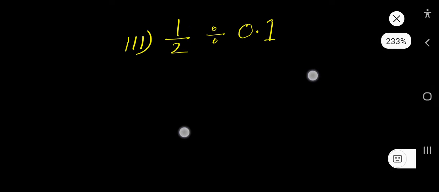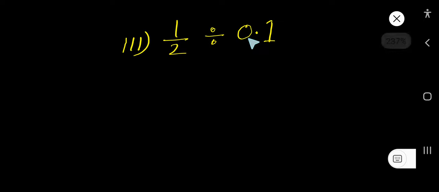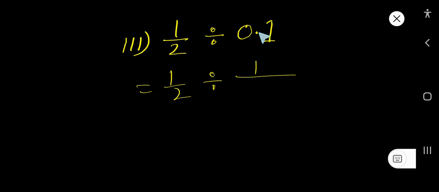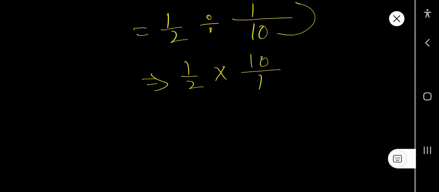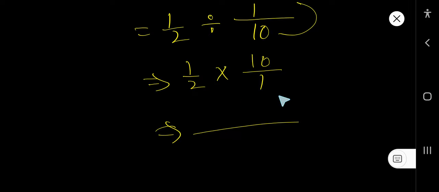Let us take another example. Okay. How to divide this half by 0.1? So change this decimal number to a fraction. So remove the decimal point and write the number you are getting. Then for every digit after the decimal point, you need to consider 10. So half, then you need to change this division sign to a multiplication sign, then flip, 10 over 1.